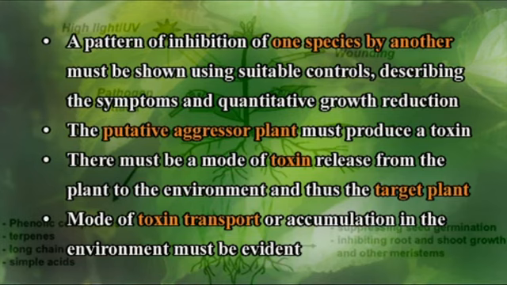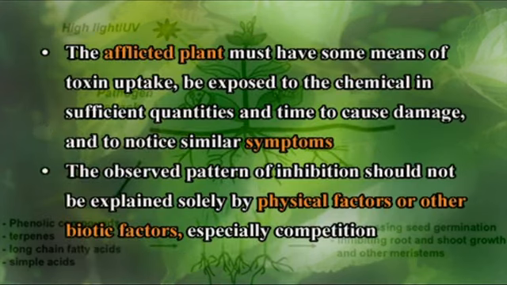The putative aggressor plant must produce a toxin. There must be a mode of toxin release from the plant to the environment and thus to the target plant. Mode of toxin transport or accumulation in the environment must be evident. The affected plants must have some means of toxin uptake, be exposed to the chemical in sufficient quantities and time to cause damage, and show similar symptoms. The observed pattern of inhibition should not be explained solely by physical factors or other biotic factors, especially competition.